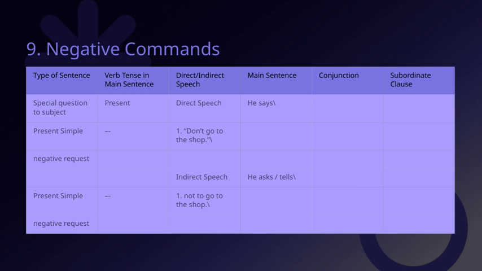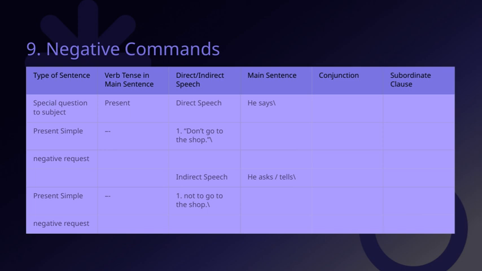go to the shop, or indirectly, which would be he asks not to go to the shop. The indirect form often involves a reporting verb like says or asks, and then a negative request in the infinitive form. Now, looking at the main sentences, the direct version is quite straightforward. Don't go to the shop. It's a clear negative command. When we turn this into indirect speech, it becomes, he tells not to go to the shop, which is a polite or formal way to report the command.